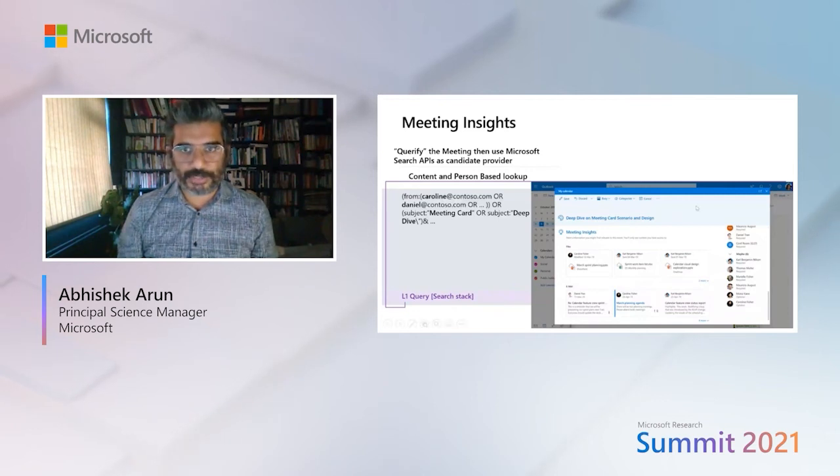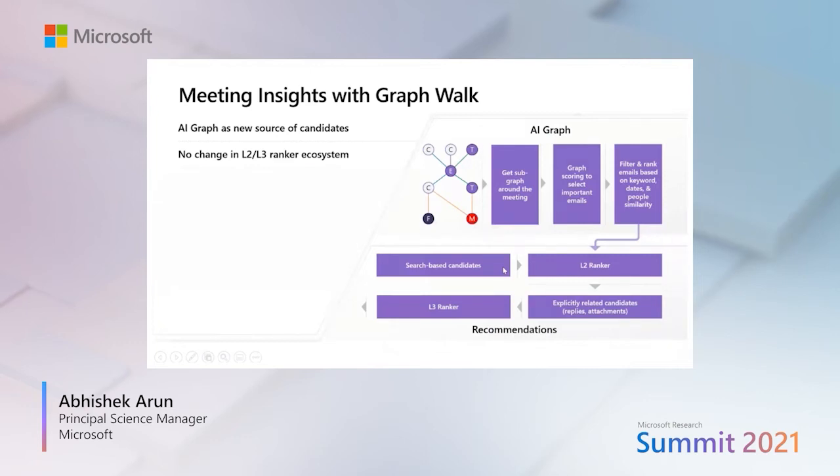So let's look into that. To do this, we're going to use the AI graph functionality that Vipin talked about. I'm going to use AI graph to generate more candidates. So the way we do things is we take the meeting node, extract the key phrases and the key people from that meeting, and do a graph walk around this. So let's take a look.